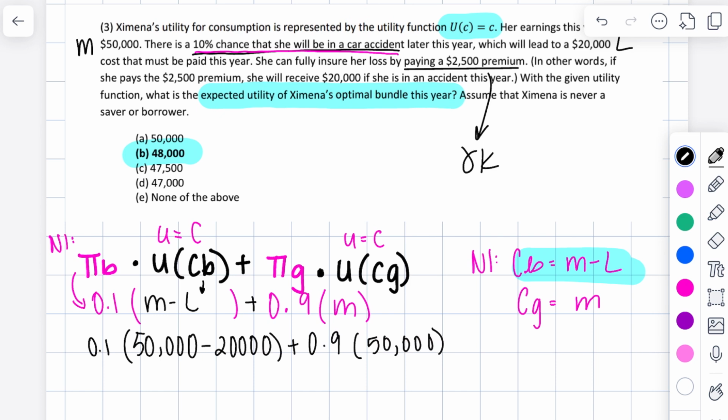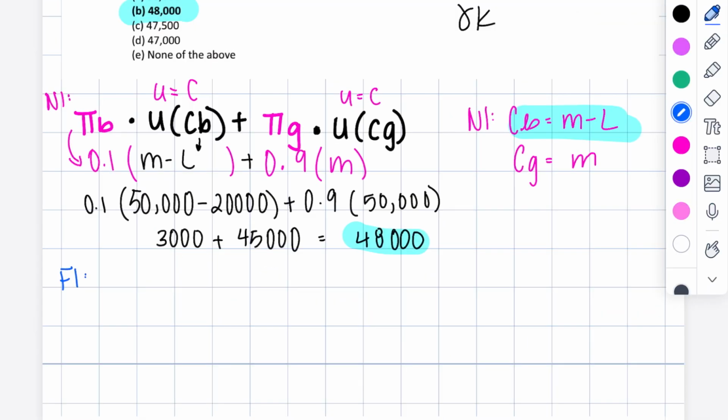So then we have 10% of 30,000 on the left-hand side, which is going to give us 3,000, plus 90% of 50,000 on the right-hand side, so that's going to be 45,000. That means her expected payoff, her expected utility under no insurance is 48,000.